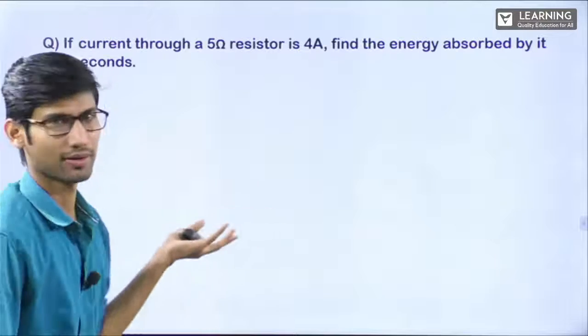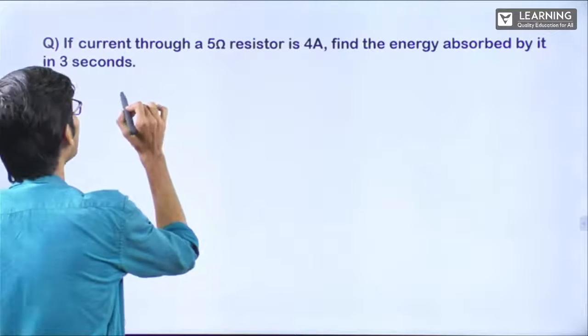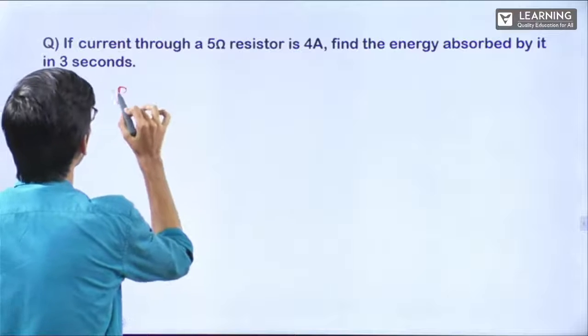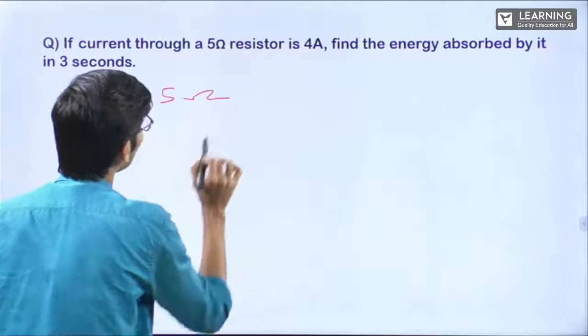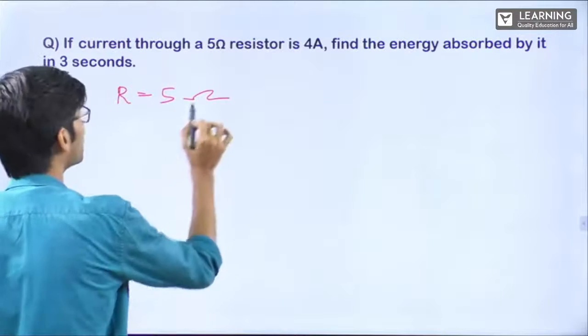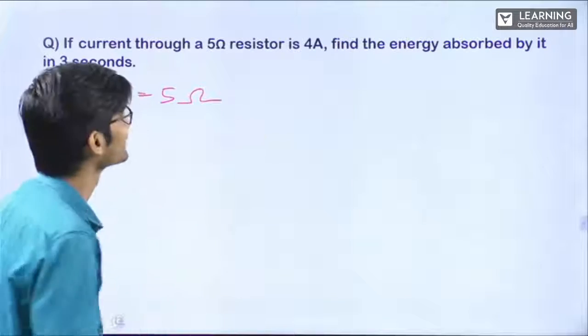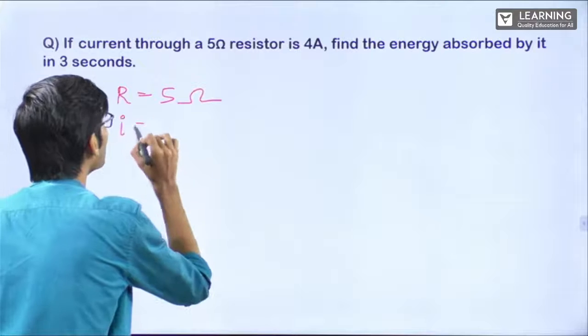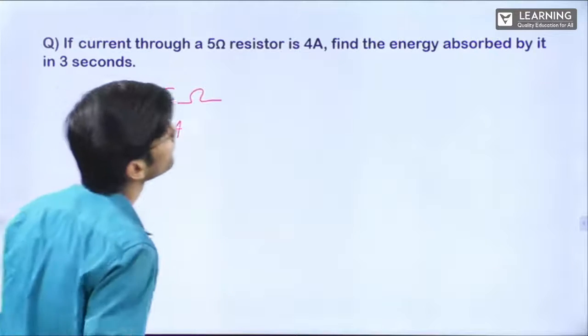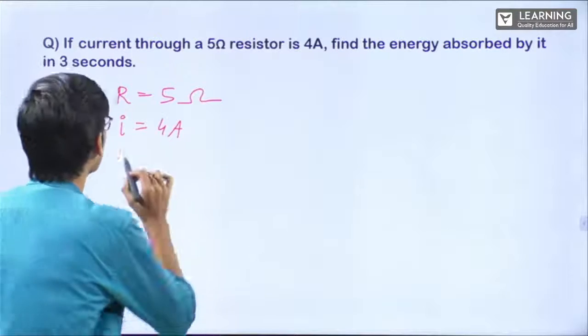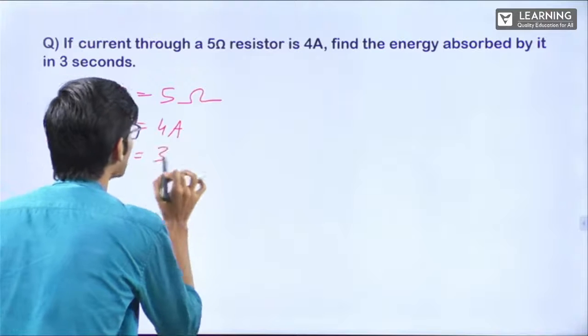Halwa question, right? Current through a 5 ohm resistor, R is given to be 5 ohm. Now these are very easy questions. I shouldn't be doing this, but I have to do this. Current is equal to 4A. Find the energy absorbed by it in 3 seconds. Time is equal to 3 seconds.